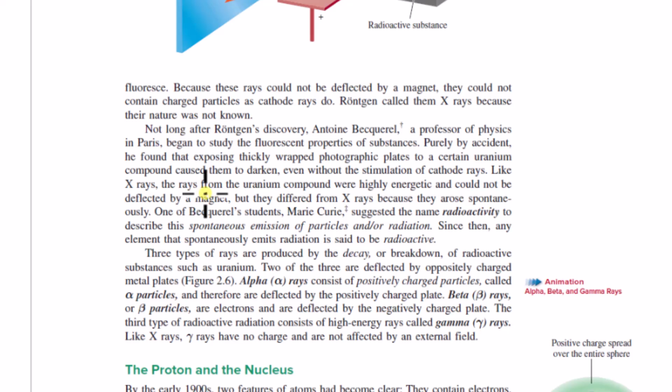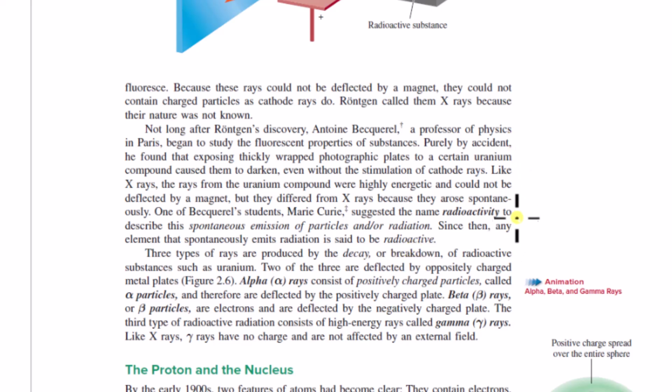Like X-rays, the rays from the uranium compound were highly energetic and could not be deflected by a magnet. But they differed from X-rays because they arose spontaneously. One of Becquerel's students, Marie Curie, suggested the name radioactivity to describe the spontaneous emission of particles and/or radiation. Since then, any element that spontaneously emits radiation is said to be radioactive.